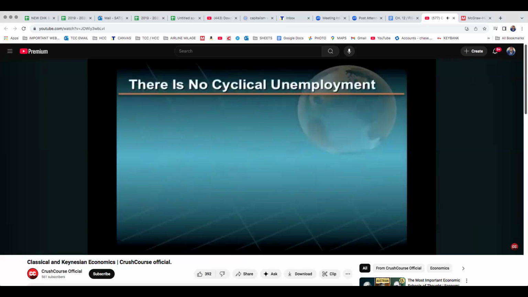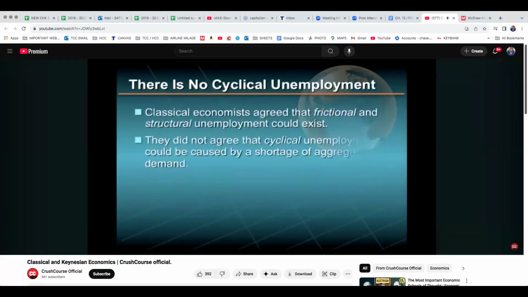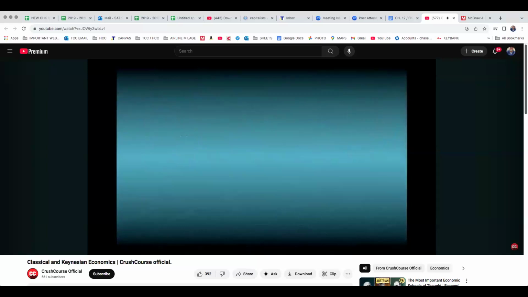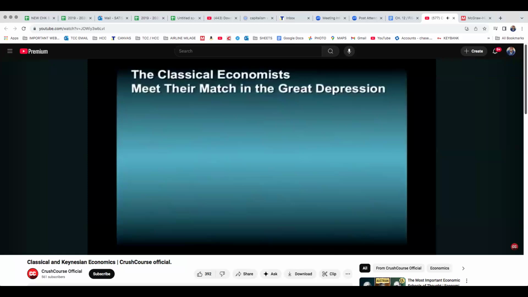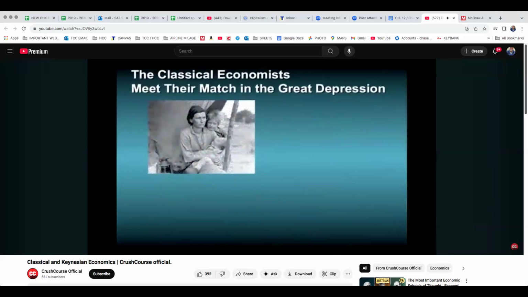Thus, in terms of our discussion of unemployment in the first lecture, classical economists agreed that frictional and structural unemployment could exist, but they did not agree that cyclical unemployment could be caused by a shortage of aggregate demand. Between the Civil War and the Roaring '20s, America sustained periodic booms and busts, recording no less than 5 official depressions.